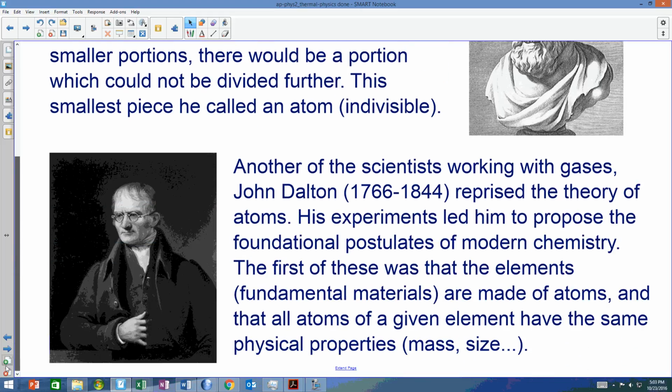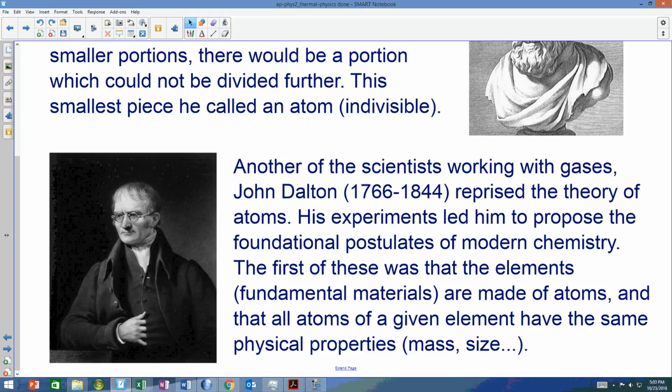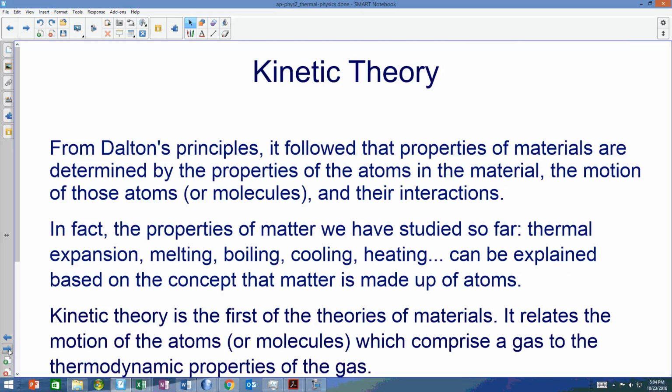Another of the scientists working with gases, John Dalton, reprised the theory of atoms. His experiments led him to propose the foundational postulates of modern chemistry. The first of these was that the elements, which he called fundamental materials, are made up of atoms, and that all atoms of a given element have the same physical properties, such as mass and size. From Dalton's principles, it followed that properties of materials are determined by the properties of the atoms in the material, the motion of those atoms, or molecules, and their interactions.